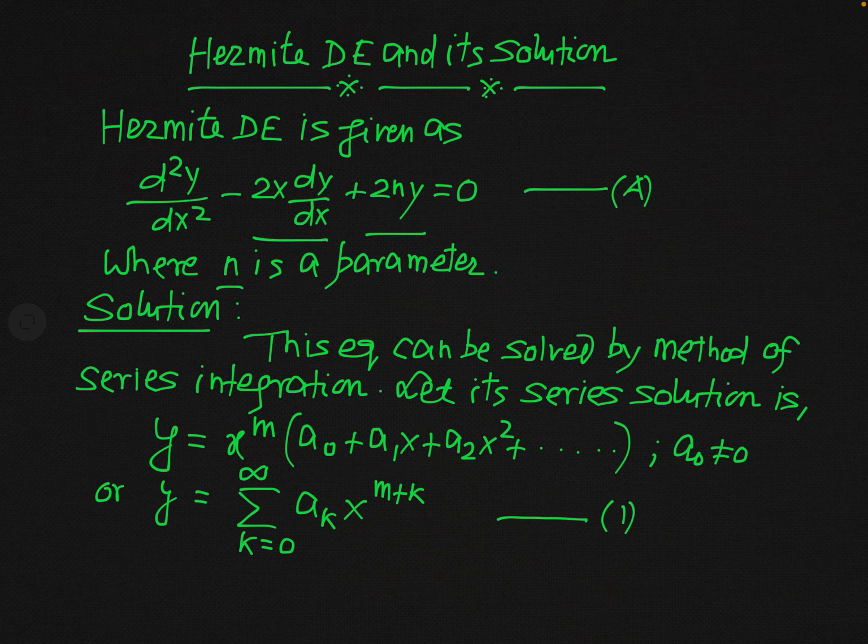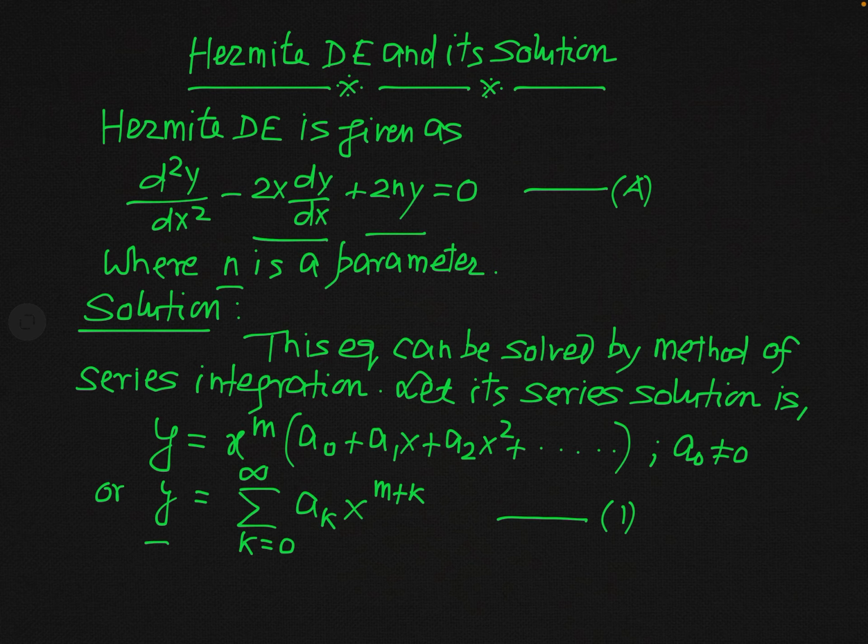Now, knowing this differential equation, that is Hermite differential equation, we want to solve it in series. You can see the series solution of this equation may be written in this manner: y equal to x raised to the power m times (a0 plus a1x plus a2x² plus so on). In fact, here this a0 is not equal to 0. And in compact form, you may write this expression in this way: y equal to summation over k from 0 to infinity of ak x raised to the power m plus k.